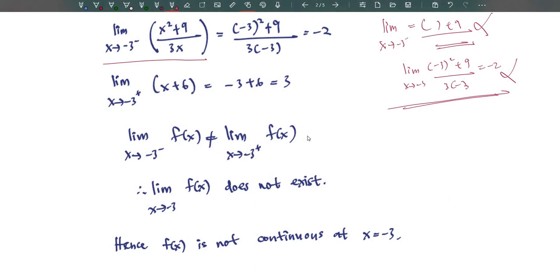Please write step by step. That means write this one: it is not the same, therefore does not exist. And hence, we can conclude that f(x) is not continuous at x equal to negative 3. Remember to write it step by step, never skip unnecessarily. Okay, let's look at the next example.